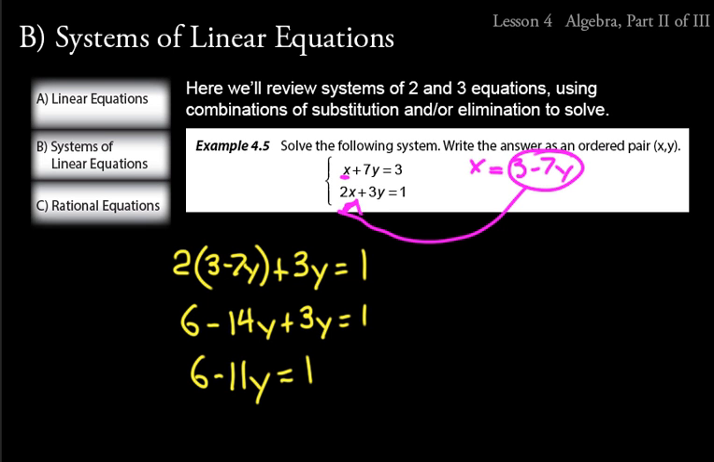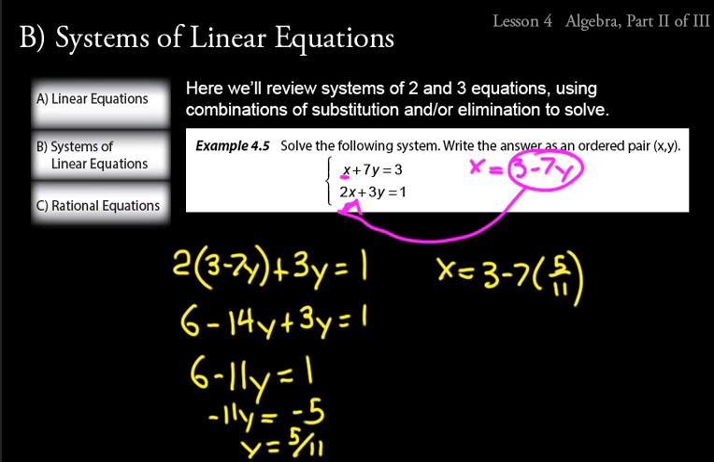And move that 6 over. Minus 11y is equal to minus 6 plus 1 is minus 5. Y is equal to 5 over 11. So if y is 5 over 11, then x is equal to 3 minus 7 times 5 over 11. Now we can solve for x here. That would be 3, or let's just write that as a fraction over 11. That would be 33 over 11. Minus 7 times 5 is 35 over 11 is minus 2 over 11.